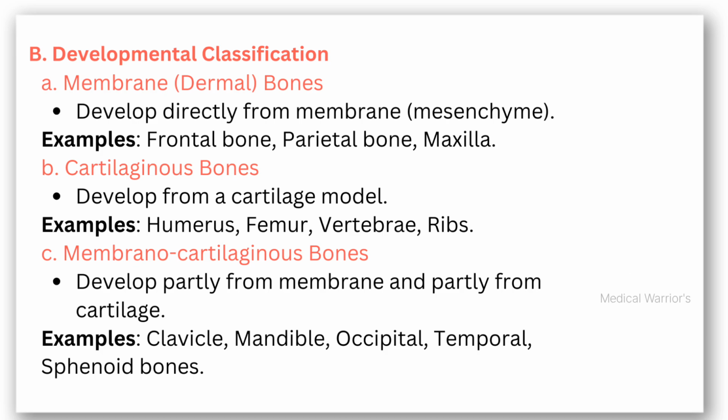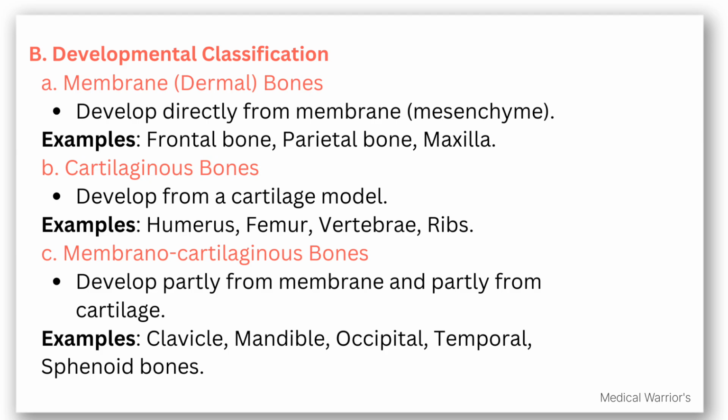First one, membrane bone. It is also called dermal bone. It develops directly from the membrane, meaning it ossifies in membrane and is derived from mesenchymal condensation. Examples: frontal bone, parietal bone and maxilla.